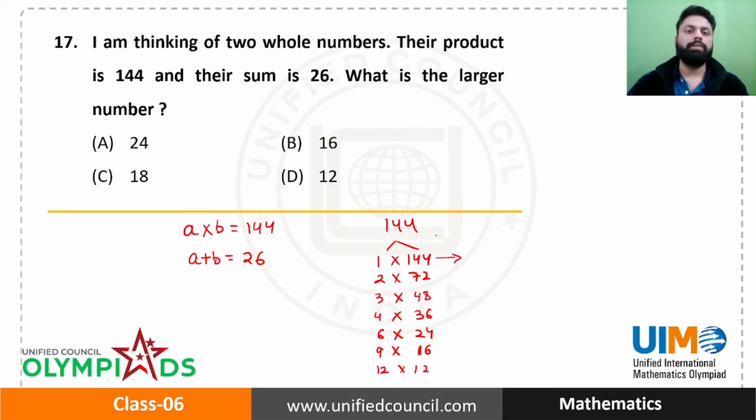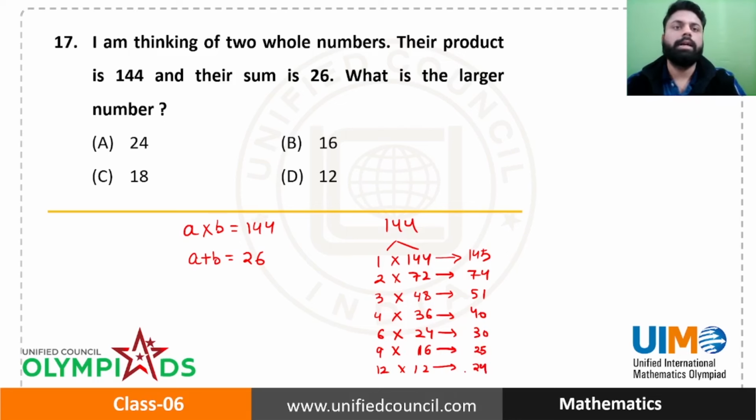Now the product is 144, but here the sum is 145, here the sum is 74, here the sum is 51, here the sum is 40, here the sum is 30, here the sum is 16 plus 9, that is equal to 25, and here the sum is 24. What is the larger number? I am thinking of two whole numbers. Their product is given to us. So over here, there is one more thing.